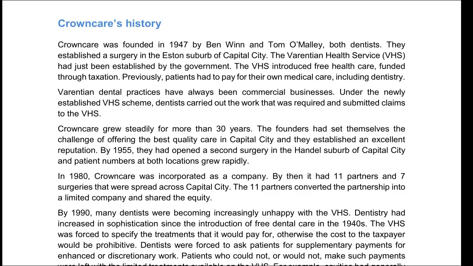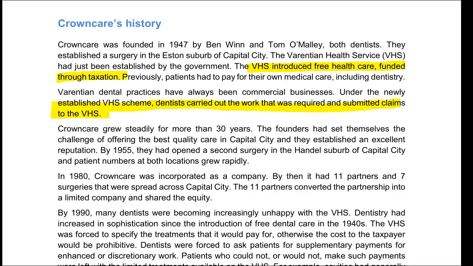The first thing we see here is that the Varantian Health Service introduced free healthcare funded through taxation. We have heard that already before, but crucially, we can see that under the newly established VHS scheme, dentists carried out the work that was required and submitted claims to the Varantian Health Service. Yes, that is the Varantian Health Service and not the video home system. But with all bad jokes aside, there's quite a crucial and important invoicing aspect to this.